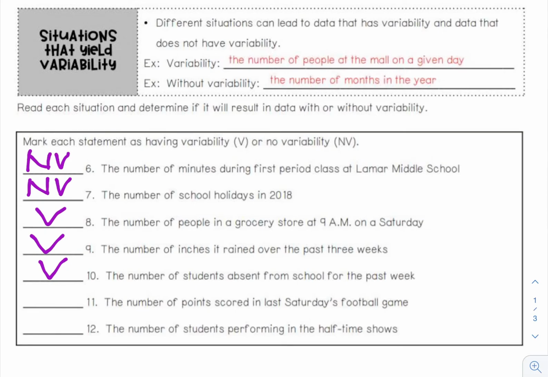Number 11, the number of points scored in last Saturday's football game. Now, this situation is talking about last Saturday's football game. It's talking about a specific football game. So that means this situation has no variability.